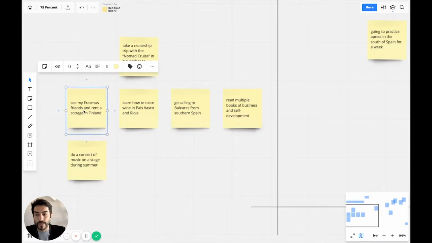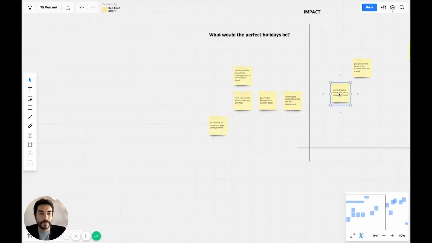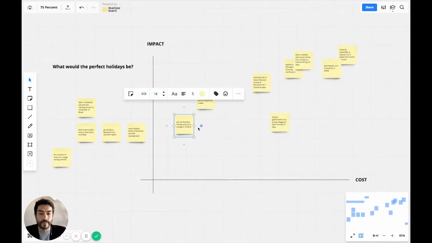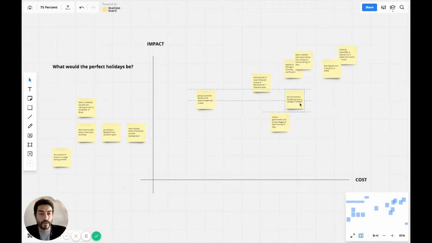See my Erasmus friends and rent a cottage in Finland. Organizing all this in terms of time might take a little bit of time to do with my friends. Rent a cottage is not that much a cost, but the time is high. That would be a great trip around here.